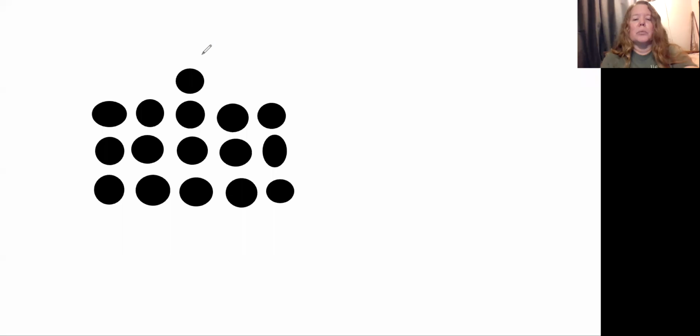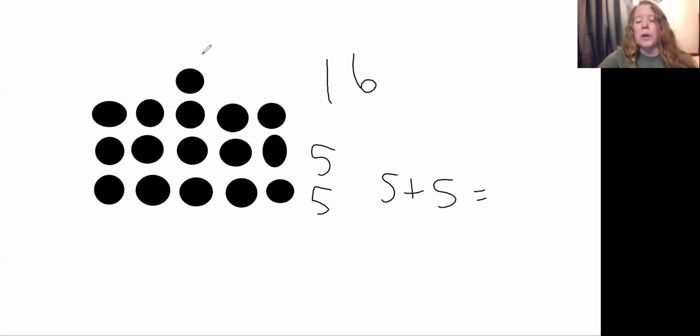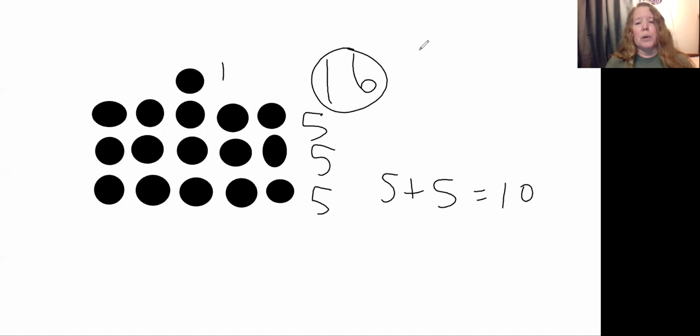So let me write that down. We know there are 16 gumballs, right? We agree on that. I was seeing that there's 5 in this row and 5 in this row. And I know that 5 plus 5 equals 10. You're going to have to forgive my funky looking 5. And then I have 5 more here. So that's 5, 10, 15, because I can count by 5s. I know we have in class a little bit too. And then 15 plus this 1 gets me to 16. So that's how I saw it. Both of those answers are correct, right?